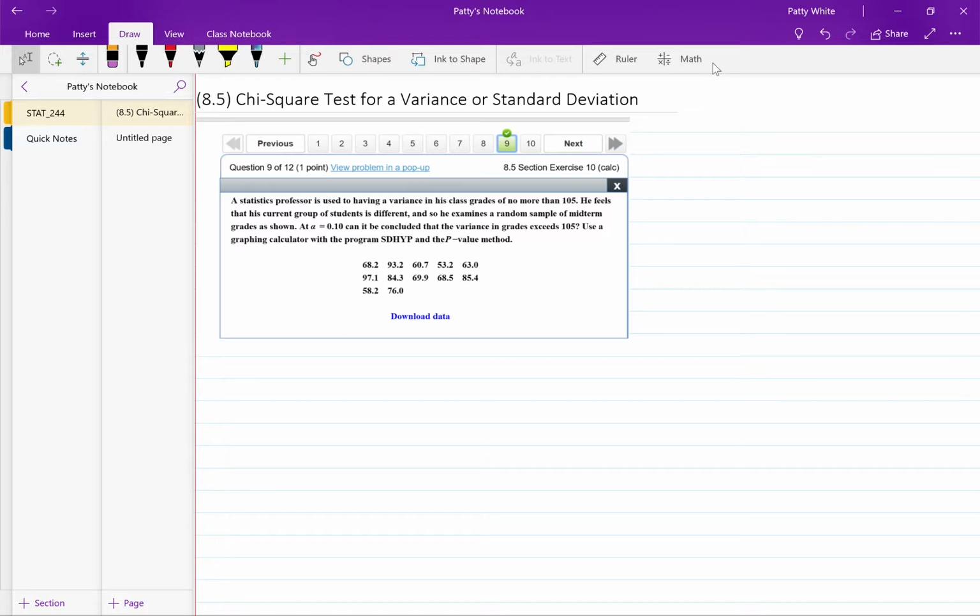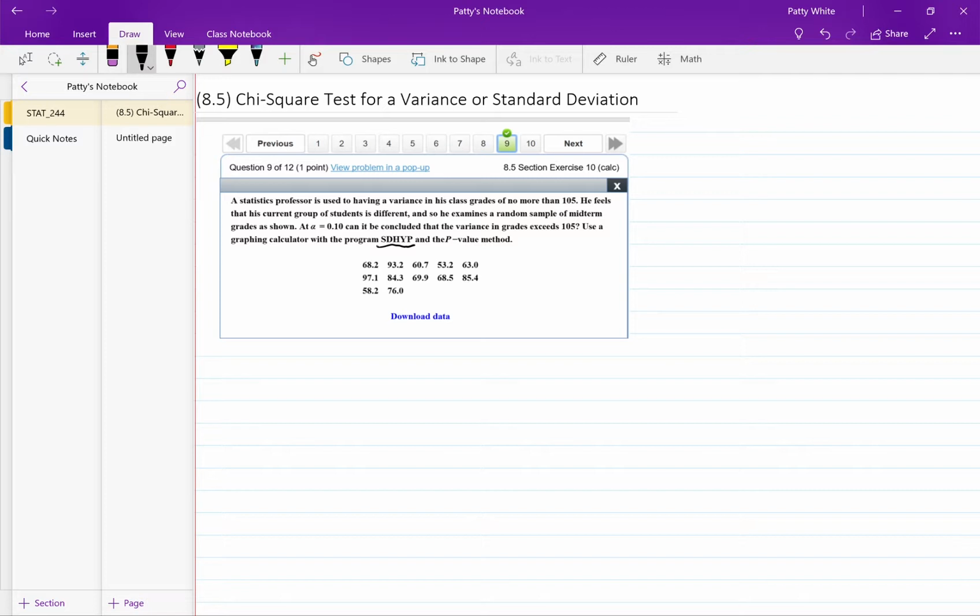Today we're going to look at an example of a chi-squared test for a variance or a standard deviation. I've got quite a few questions on week 2's homework because some of the problems ask you to use a program called SDHYP. I believe that's just a program that the publisher made up. It probably stands for Standard Deviation Hypothesis Test, but it's not a program you have on your calculator.